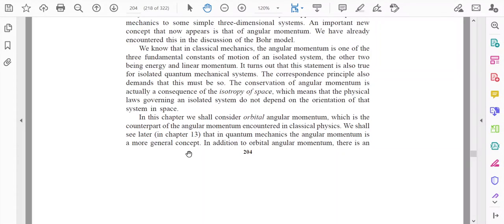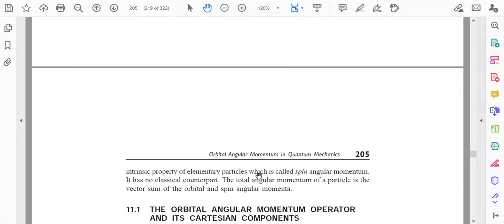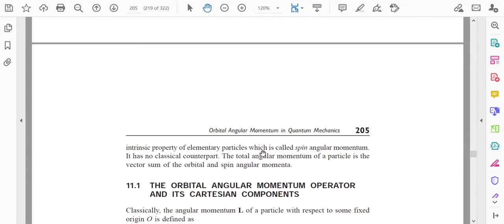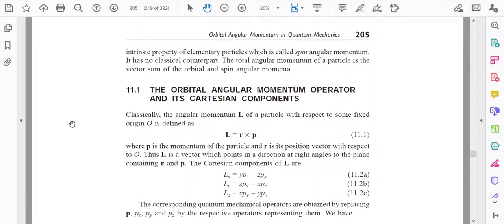Angular momentum is a general concept in quantum mechanics, but apart from orbital angular momentum, there is an intrinsic property of elementary particles known as spin angular momentum, and it has no classical counterpart. The classical counterpart of the quantum mechanical orbital angular momentum is simply angular momentum. But spin angular momentum is the intrinsic property of elementary particles, and it has no classical counterpart. The total angular momentum of a particle is the vector sum of the orbital and spin angular momentum. More discussion will be done regarding this statement in atomic physics.